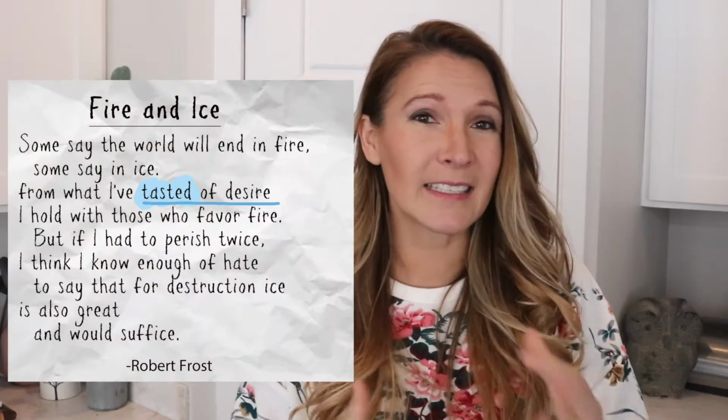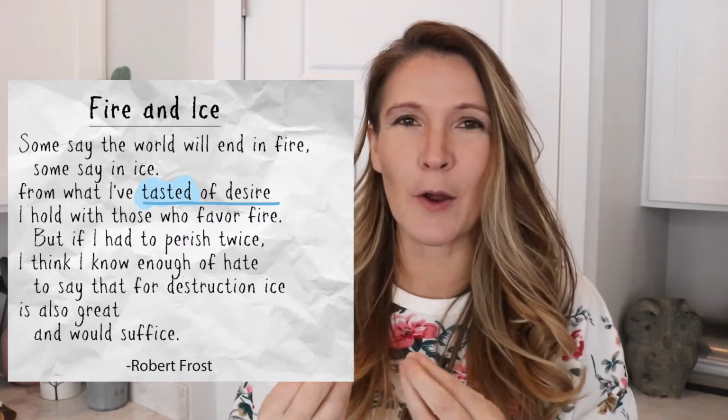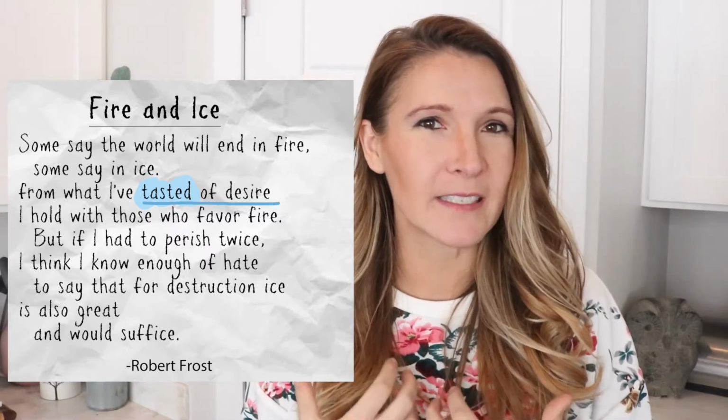I also notice imagery in this poem. Now, imagery can be a few things. It can be where they've described something so well that I can picture it. But in this one, the imagery has to do with the sensory detail of taste, because it can also be the senses. So he talks about tasting desire, that from what I've tasted of desire, that what I've experienced, the taste word though puts it on your tongue. This is an element of imagery, so let's mark it.